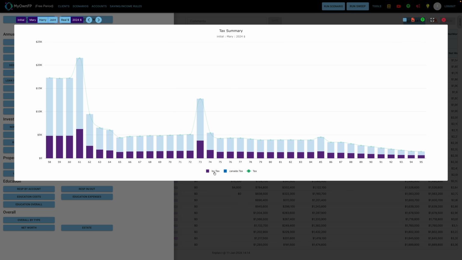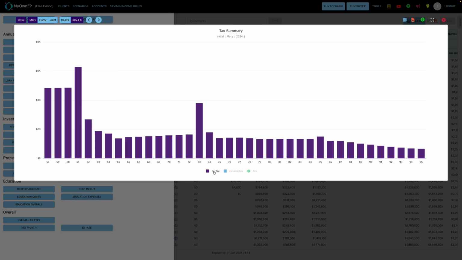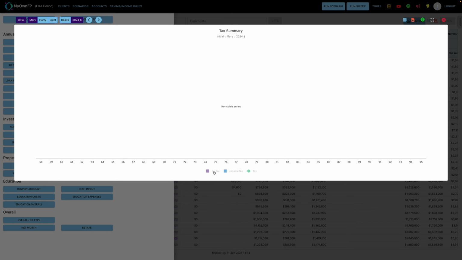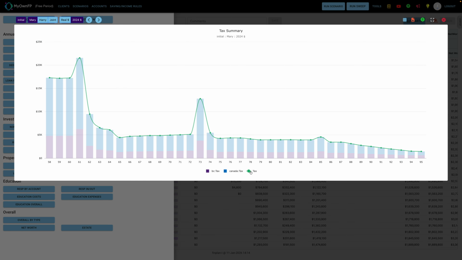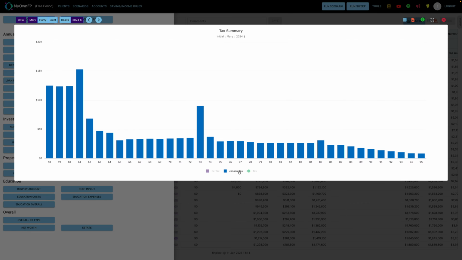If I go to the button, it'll show and it'll start highlighting it. If I click on it, it'll remove it. If I double click on it, it'll only show that one. So let's add them all back in again. If we want the Canada one, we want to just see the Canada one, we highlight it, it'll show it all. When we click it once, it'll remove it. If we click it twice, it'll show it.